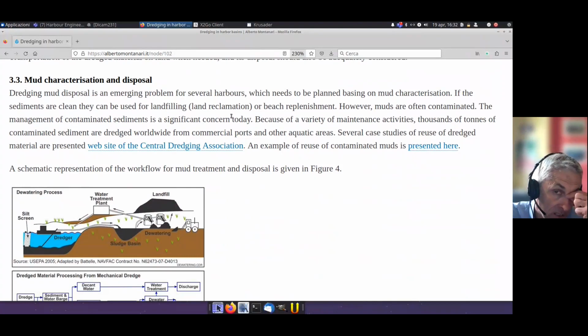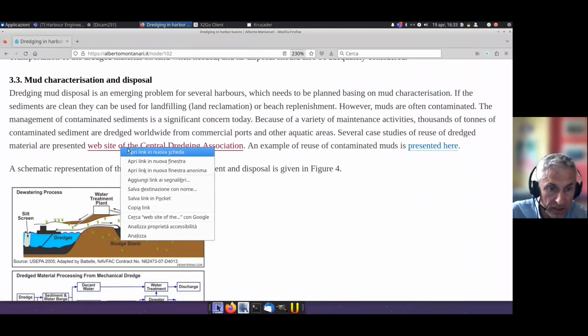However, I must say that this is very rarely the case because of the contamination of muds, because of the different characteristics of muds with respect to the original sand of a beach. Now, there are several case studies of reuse of dredged material in the website that I am linking here.